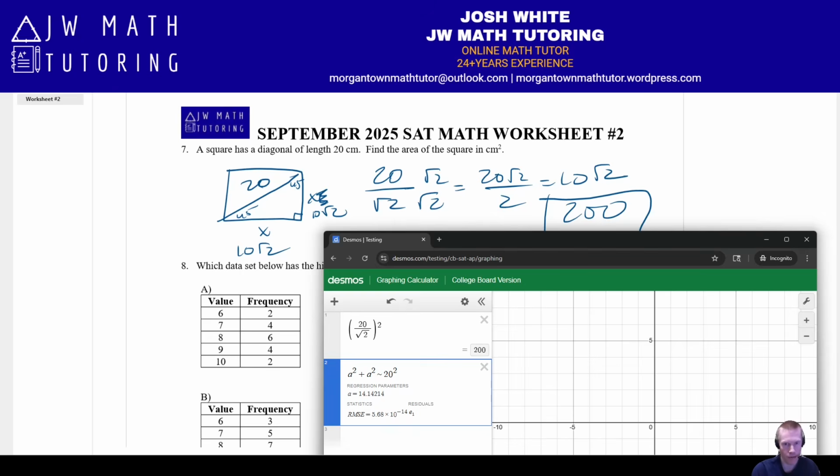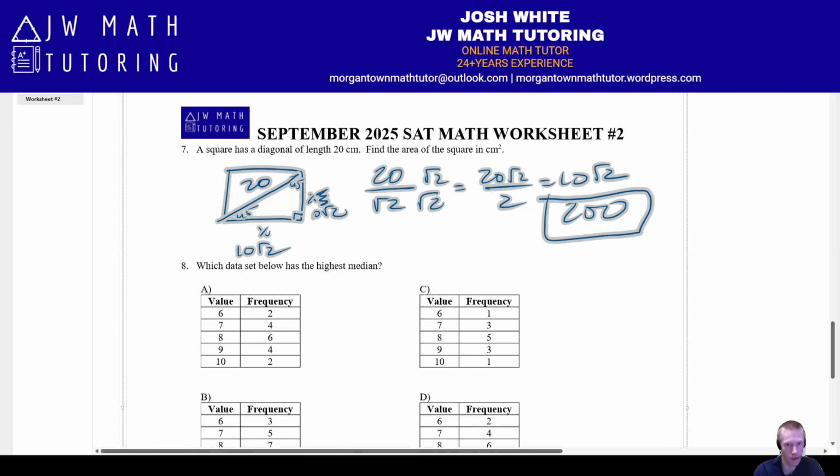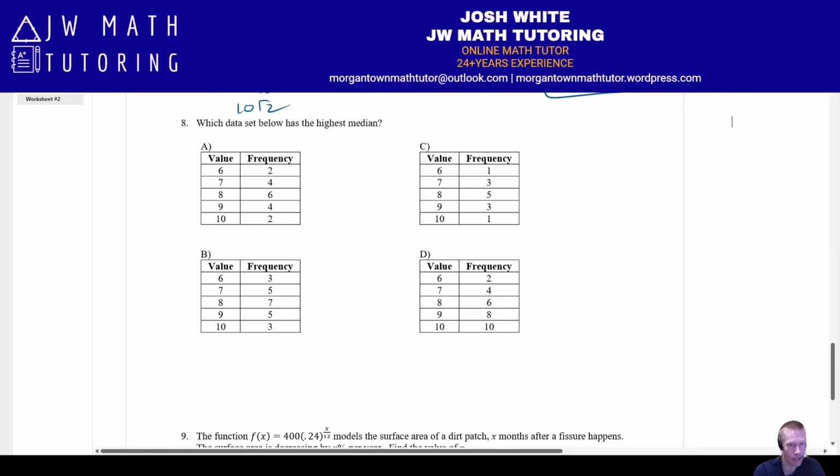So now you get the value of a. Don't worry that it's a decimal. That's irrelevant. And now you just do a squared. And notice it comes out to exactly 200, just like we did before. So that's how you could get the correct answer using an alternate approach for that problem. All right, let's look at number 8 next.